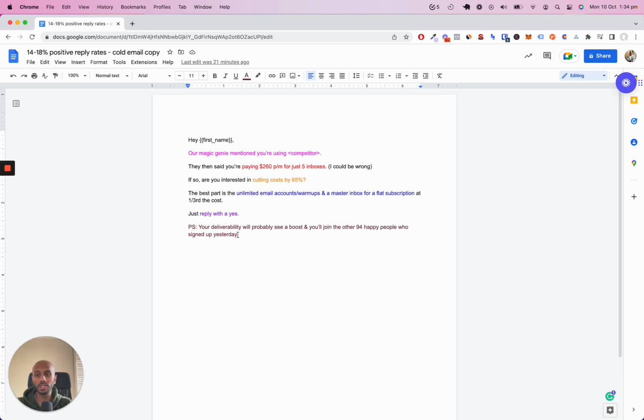In our case, we know that deliverability is one of the core factors people care about, and the other thing is social proof as well. They don't want to be the only one using our software, and at the same time, they don't want to risk deliverability over a couple of dollars per se, right?